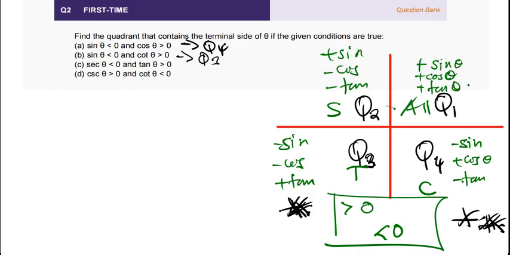Look at the third question, which is sec. Sec is 1 over cos, so we're talking about 1 over cos theta being less than 0. Where cos is negative, it is in the second quadrant and the third quadrant. But again tan should be positive, where tan is greater than 0, and that is in the third quadrant. So this is in the third quadrant.